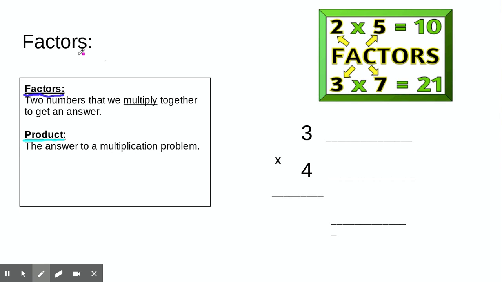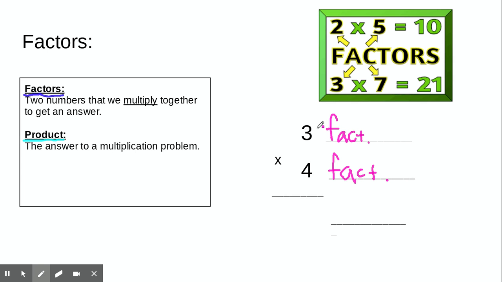So knowing these two definitions, let's take a look at this multiplication problem over here. 3 times 4. Is 3 going to be a factor or a product? 3 will be a factor. So we can abbreviate that F-A-C-T. How about 4? Will 4 be a factor or a product? 4 will also be a factor because it's one of the two numbers we're multiplying together.